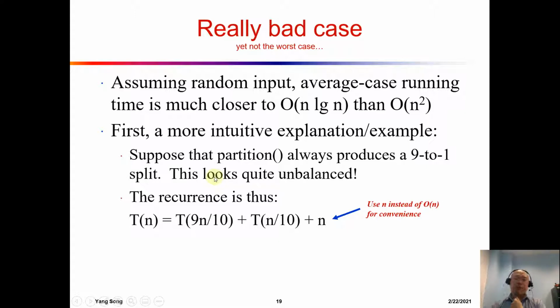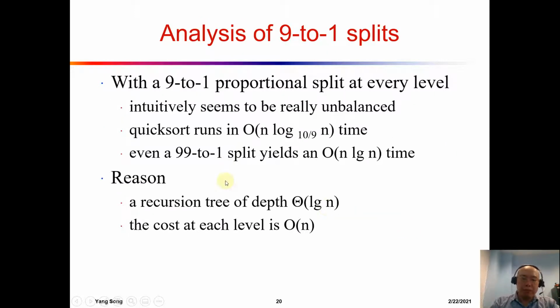And then we move on and analyze a case that is definitely bad, but not the worst. That is, we have 90% on one side and 10% on the other side. For the partition, we still have an n here, which I'm just using instead of theta n to make it a little bit easier. Then we can prove that even though we have 90% to 10% constantly, it is still n log n time, right? And for even worse, 99% versus 1%, it is still n log n time.